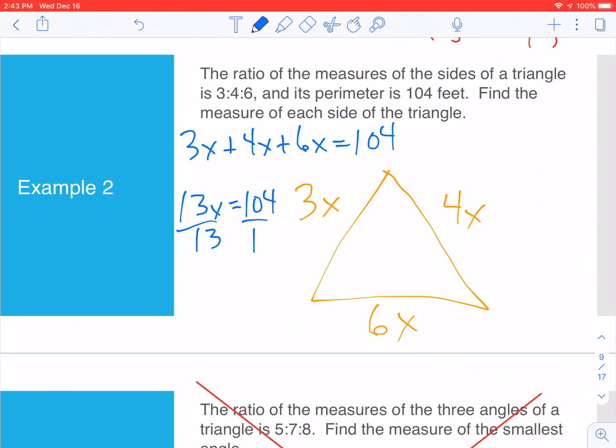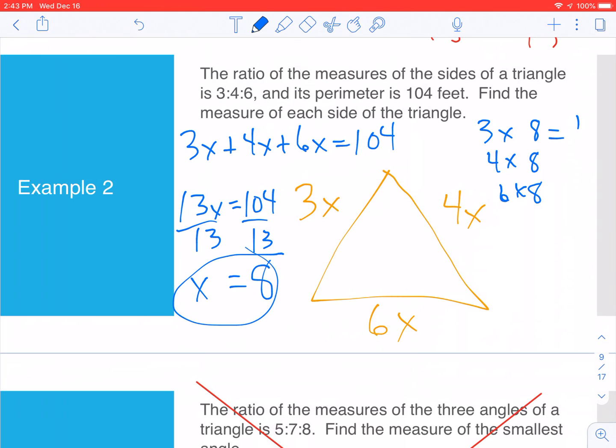Divide by 13, x will equal, got to get my calculator here, 104 divided by 13 equals 8. So x equals 8, but that's not my final answer. We want to find each side. So I'm going to do 3 times 8, 4 times 8, and 6 times 8, which is 24, 32, and 48. Those are my 3 sides. If you add up those 3 sides, you will get 104.